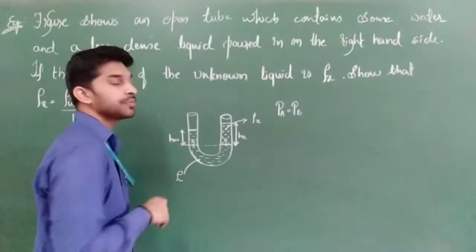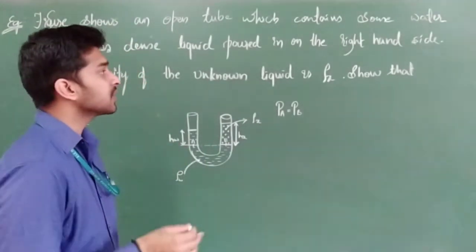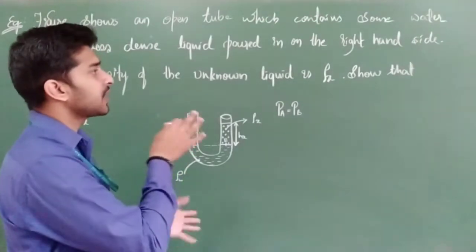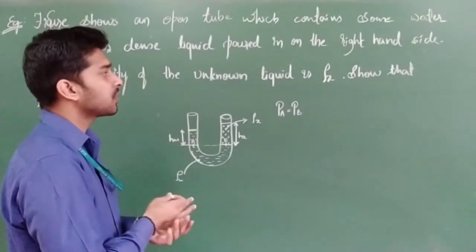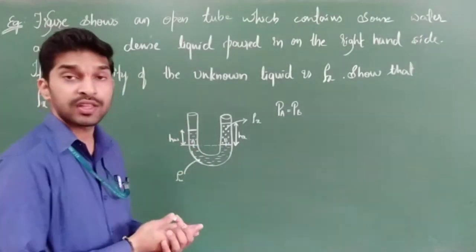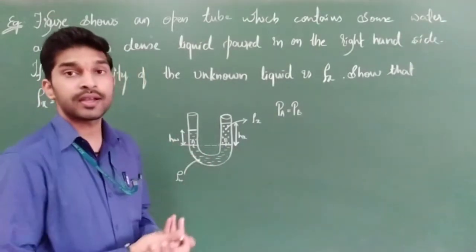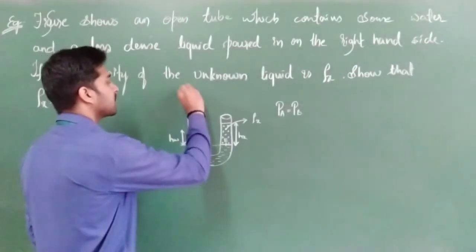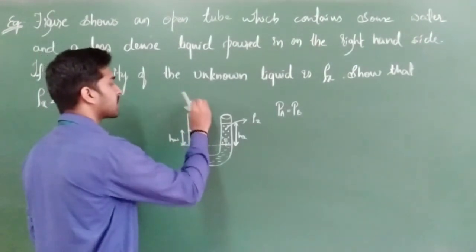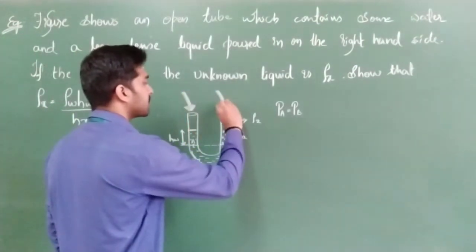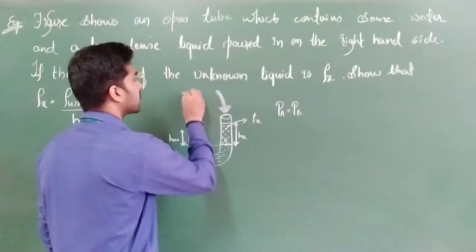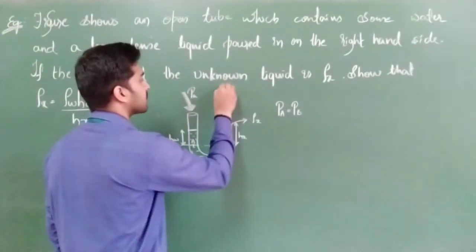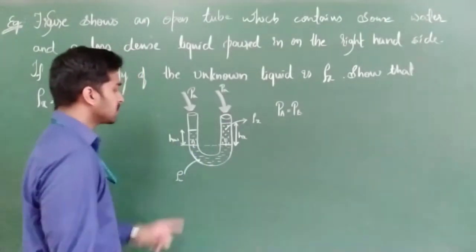About atmospheric pressure, they have not given anything. They are not telling that it has been kept in the atmosphere, and they have also not said that we are performing this experiment in vacuum. So we consider that some atmospheric pressure is acting here, and here also. This arrow mark indicates P atmosphere, that means atmospheric pressure.